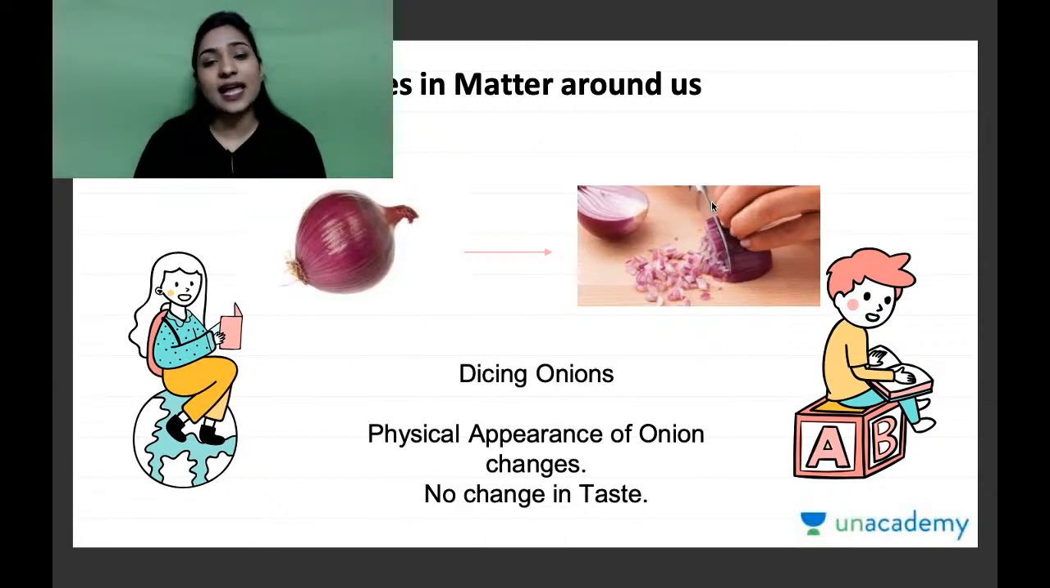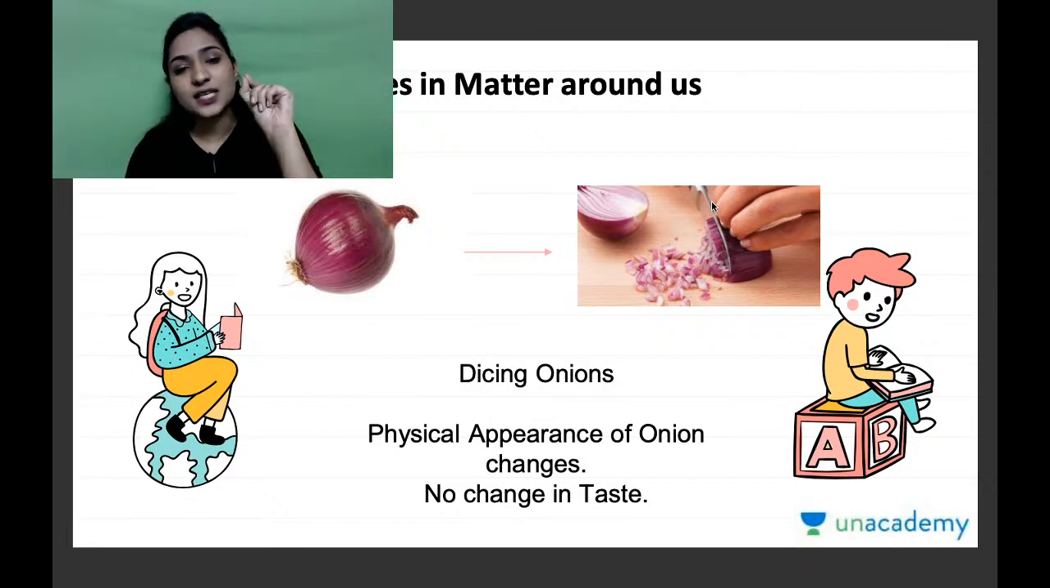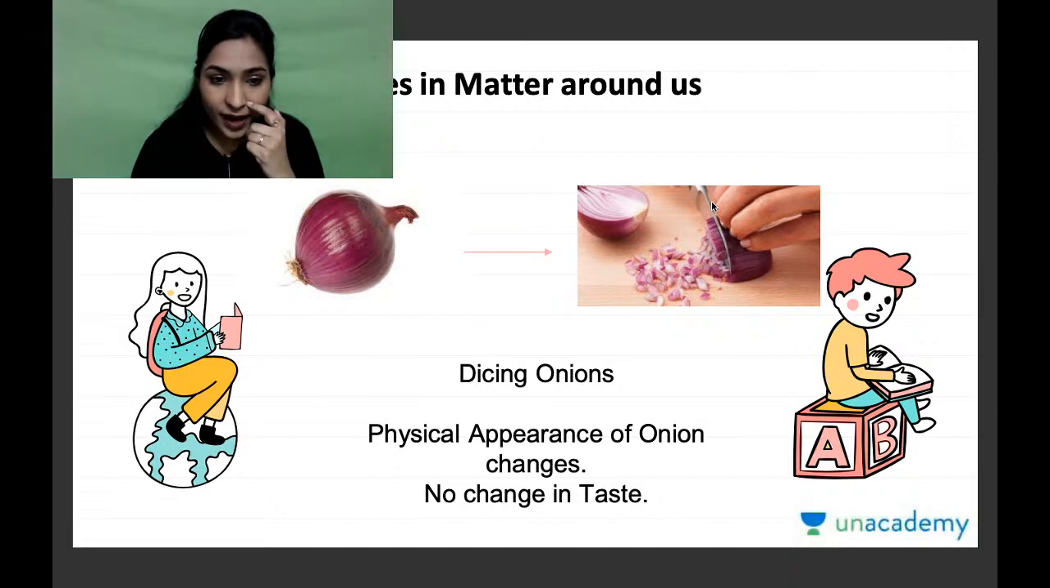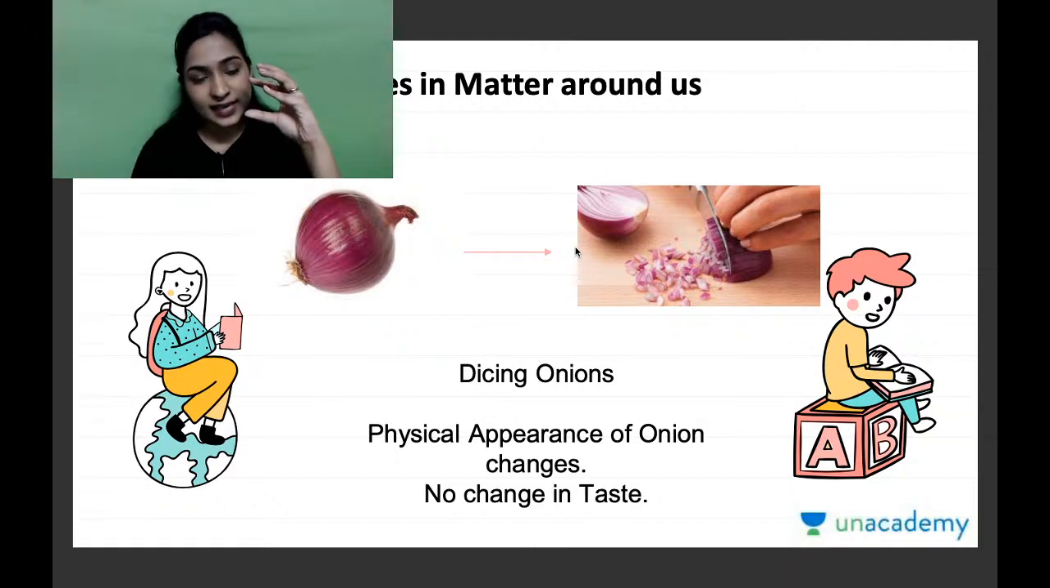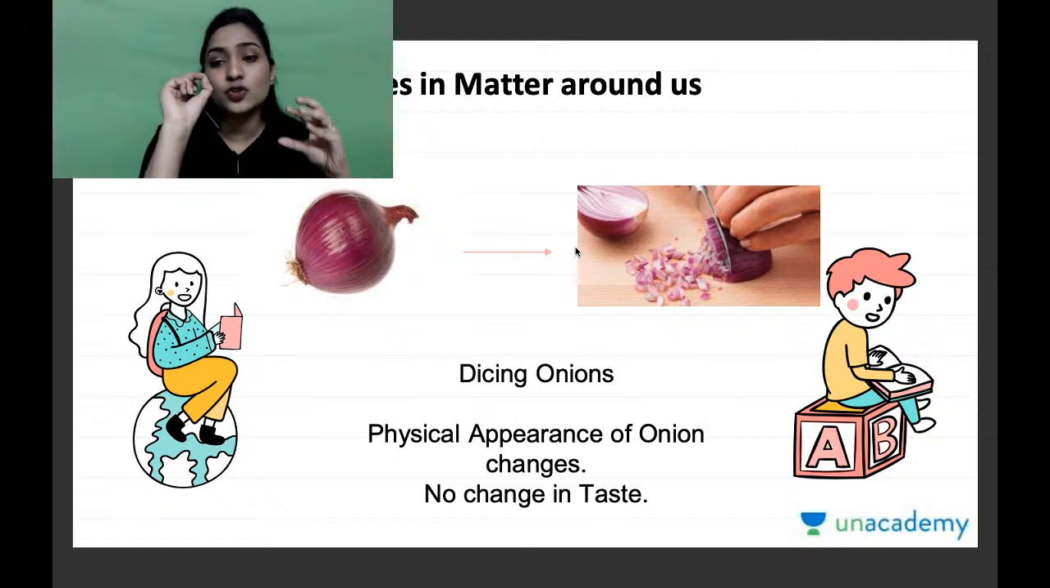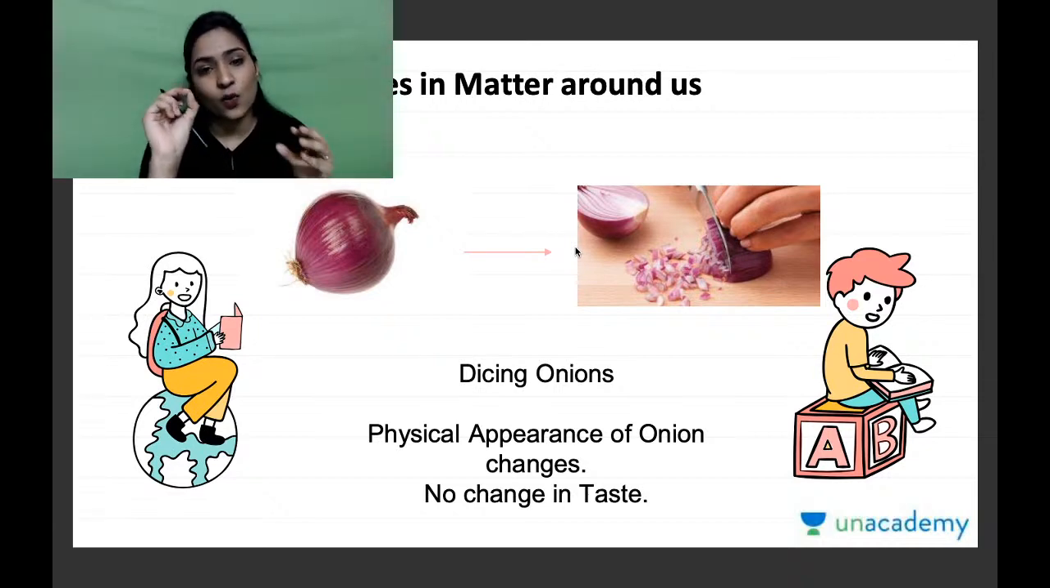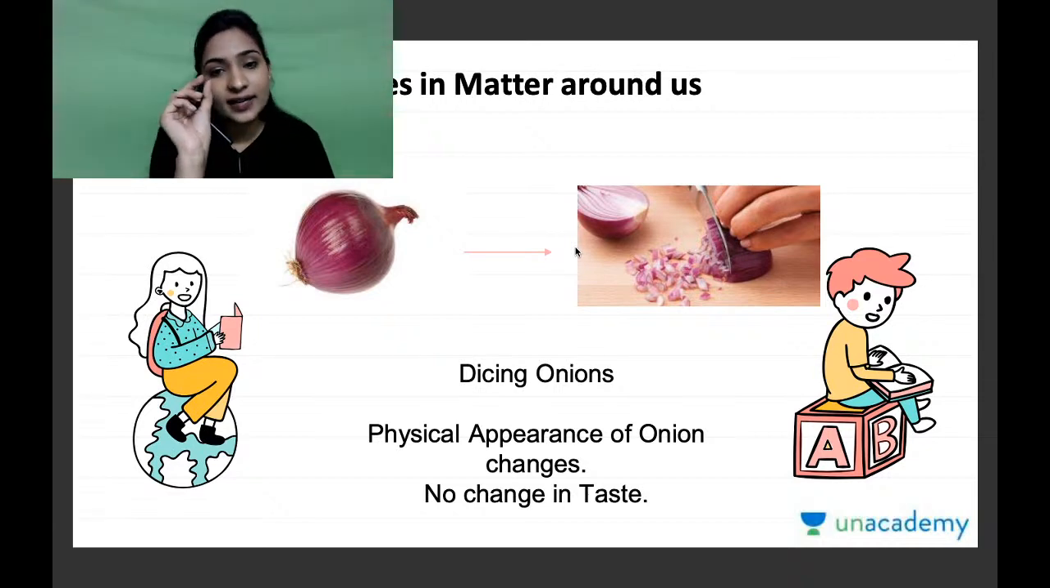Similarly, let's say I dice an onion, if I cut small pieces of onion, right? First the onion was looking like this, a proper raw onion, then I started dicing it. So again, the physical appearance of the onion changed. The onion was first big in size, but now it has turned into small pieces. Only the size of the onion has changed.